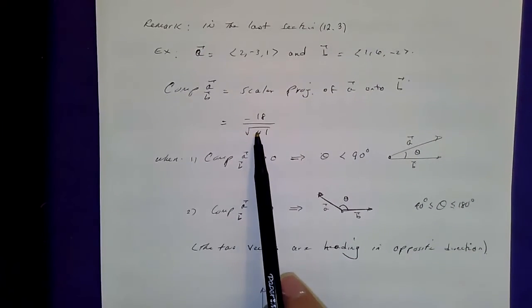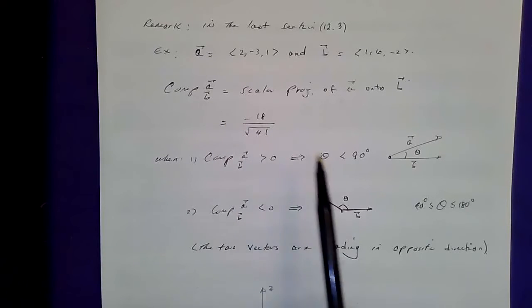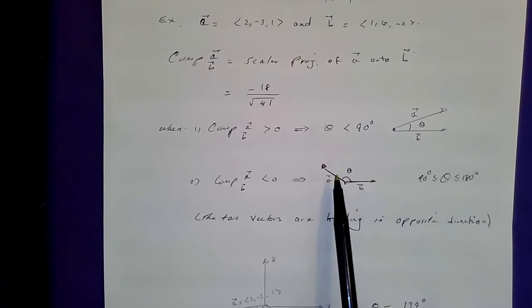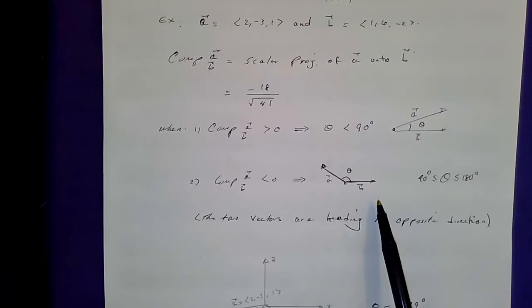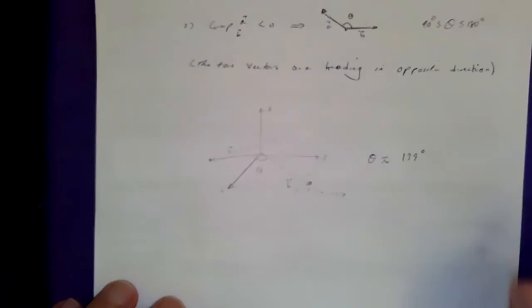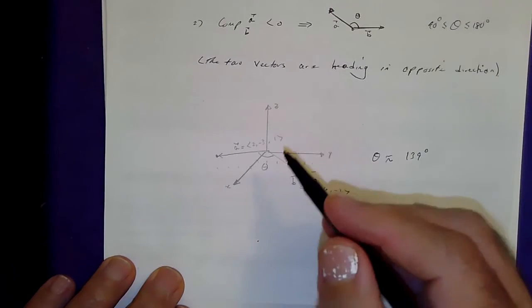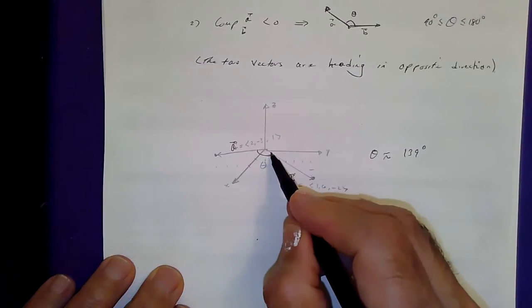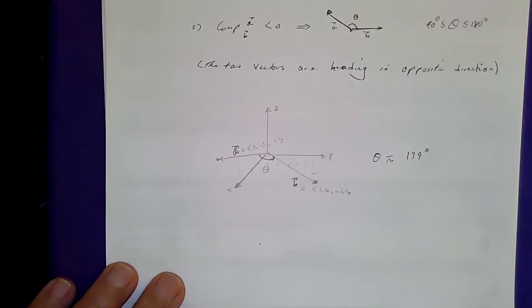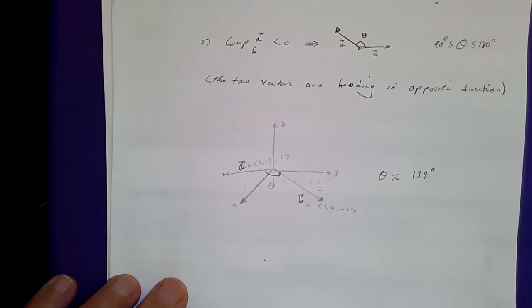In our case, the scalar projection of A onto B came up negative, so that just tells you the angle between the vectors happens to be obtuse. And if you would graph this, notice this is vector A, correct? And this would be vector B. Can you see the angle between A and B exceeds 90, but it's less than 180.